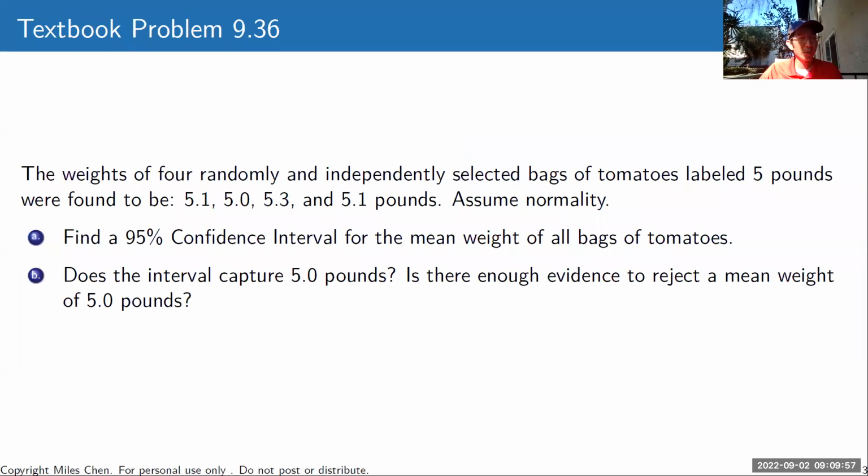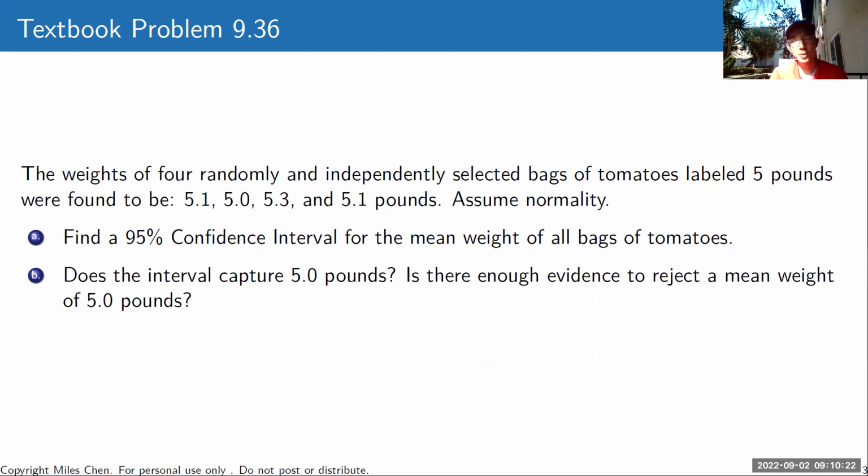Okay, so I'm going to just blitz over this textbook problem very quickly. This one is asking you to do some statistical inference, and in this problem, we give you the numbers of the sample directly. All right, so it says the weights of 4.